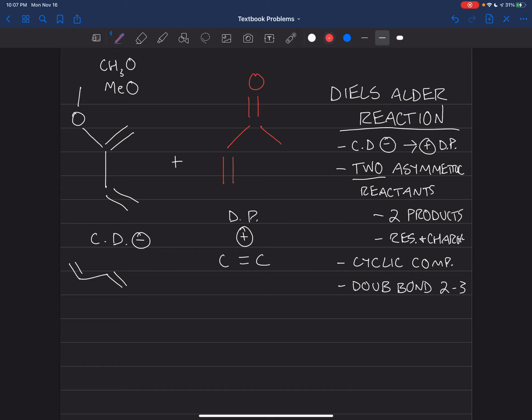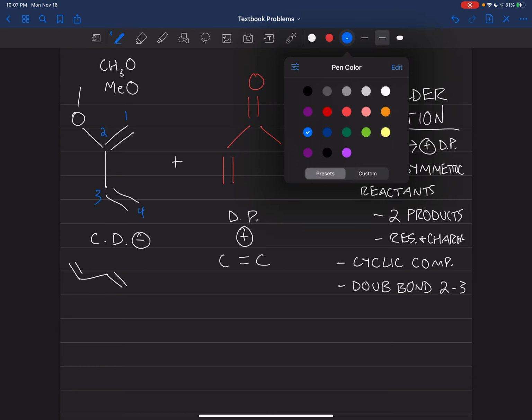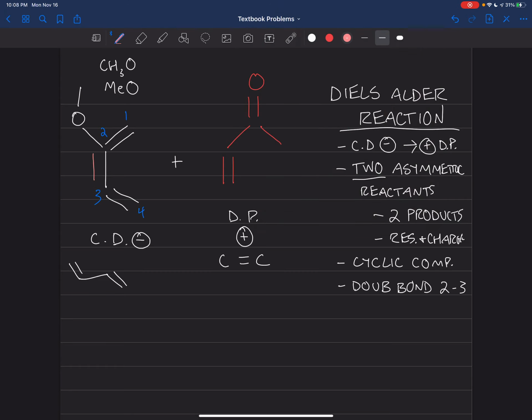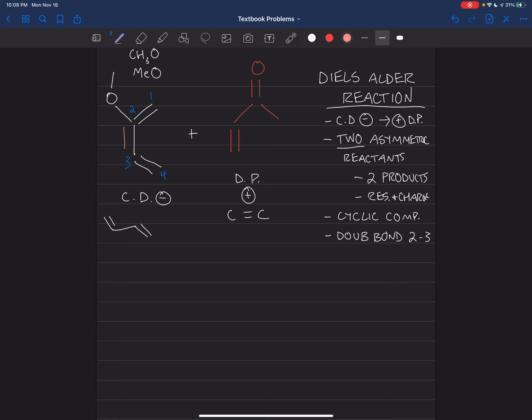It doesn't matter where you name it. Let's name it 1, 2, 3, 4. Our final product is going to have a double bond here. In fact, you can already start drawing your answer. My answer is going to look like this, and keep this oxygen right where it is. That's half of my answer.